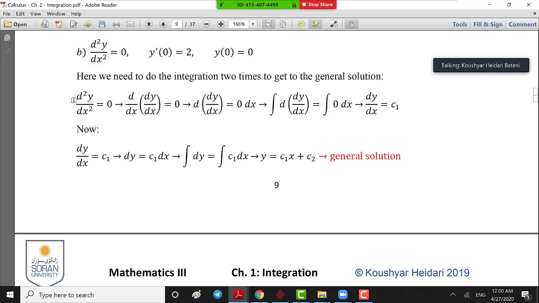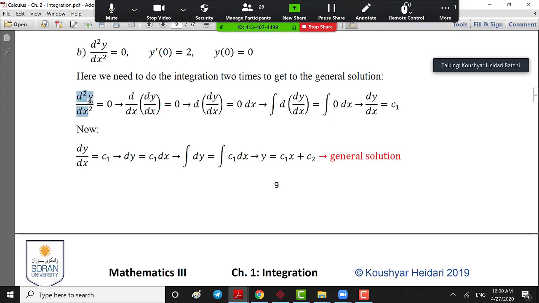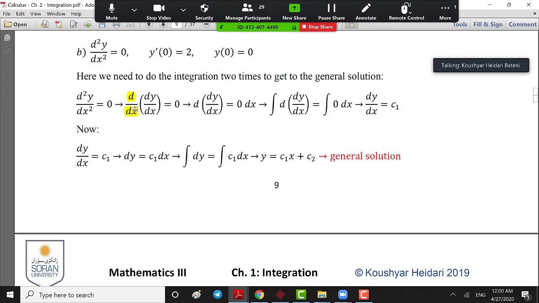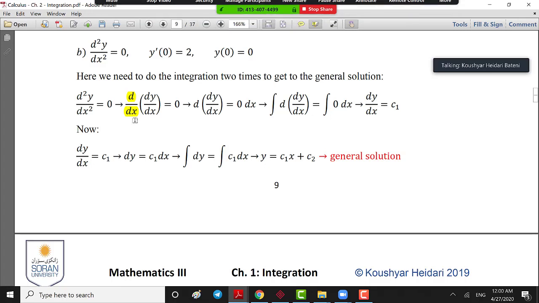Look, the differential equation tells us that d2y over dx2 is equal to 0. What does that mean? It means that d over dx of dy over dx is equal to 0, right? Now again, we treat this d over dx part as a fraction. And we say that we can move this dx to the other side. So we can say d of dy over dx is equal to 0 times dx, right? Now we know that 0 times dx is going to become 0, but we avoid writing that for the moment. Okay?